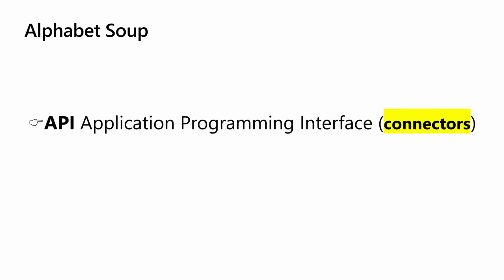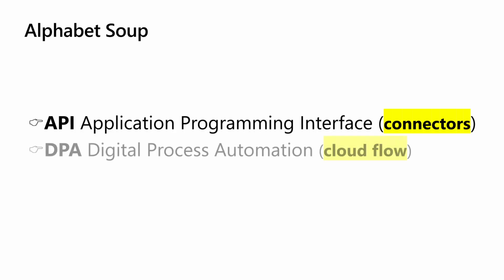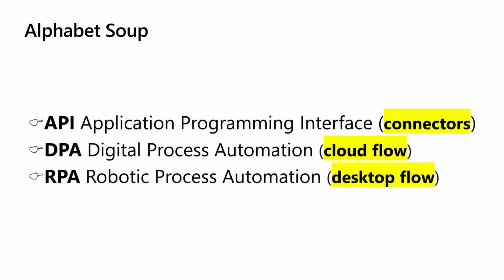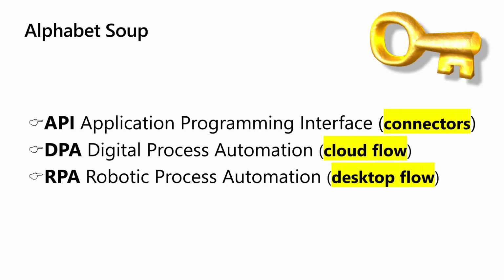So to summarize then, APIs stand for Application Programming Interface. And in Power Automate land, this is connectors. We're talking about connectors that leverage APIs. DPA, Digital Process Automation, these are cloud flows that use these connectors. And RPA is mimicking a human like a robot does, Robotic Process Automation, and these are desktop flows.